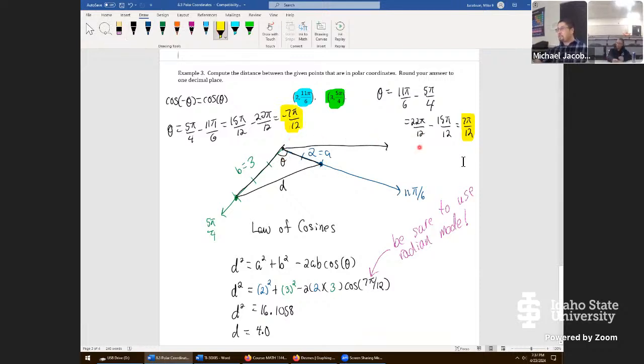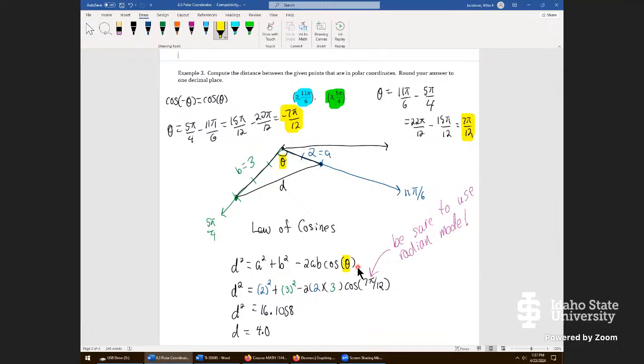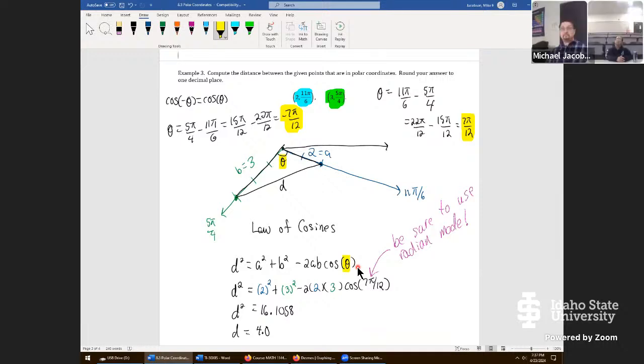So this answer works just as good as this answer in cosine because of cosine being negative right here. So the major comment was, whatever angle you produce, don't be worried if it comes out positive or negative, totally irrelevant to the law of cosines. Does that make sense with that question there? Yeah, that makes sense. Thank you. Yeah, absolutely. Other questions or comments at the moment?